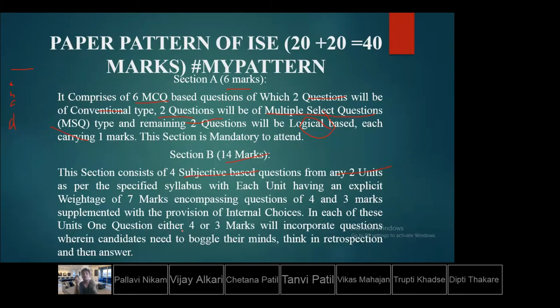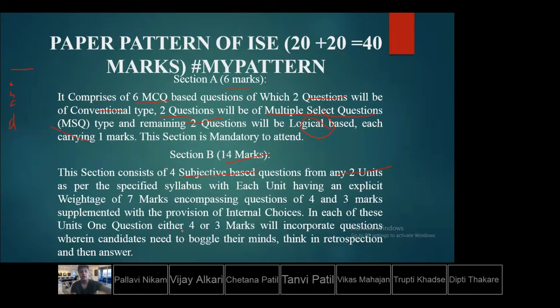Okay, so one question, either 4 or 3 marks, will boggle your minds. You have to think in retrospection, and then you have to write. That is the thing you have to do. Either 4 or 3. I'm not guaranteeing whether it will be of 4 marks or 3 marks. It can be of 4 or it can be of 3 marks, in each of the units.